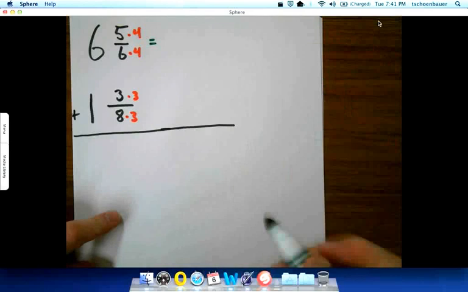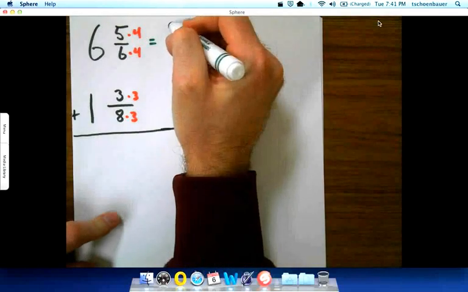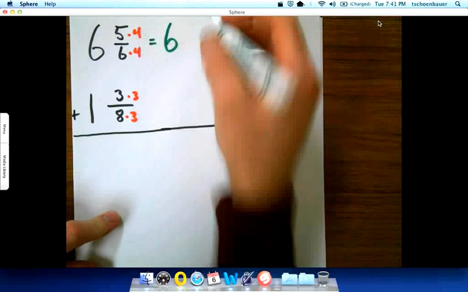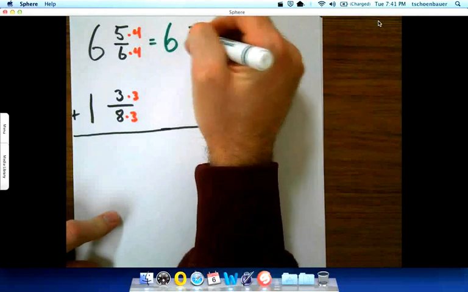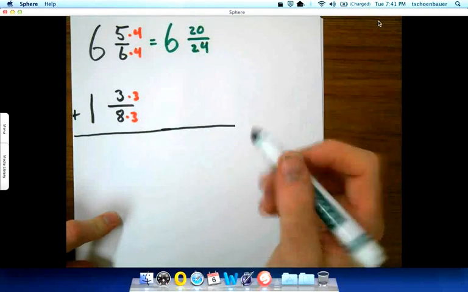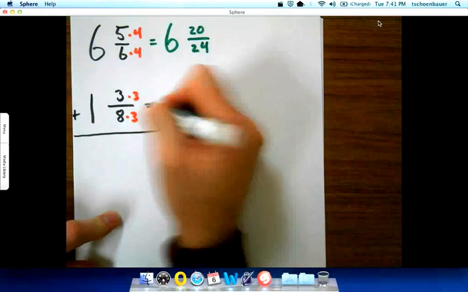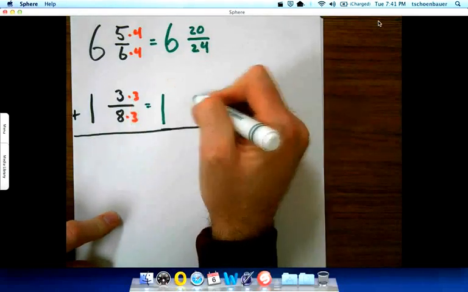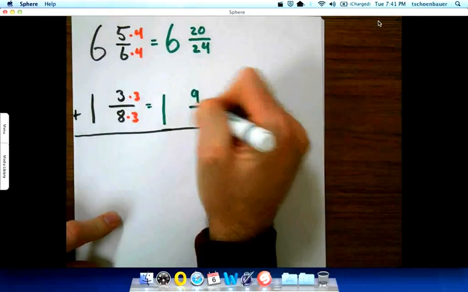I'm going to include the whole number piece just so I don't forget. So 5 times 4 gives us 20, and 6 times 4 is 24. Our bottom fraction then becomes, including the whole number piece, 3 times 3 is 9. 8 times 3 is 24.